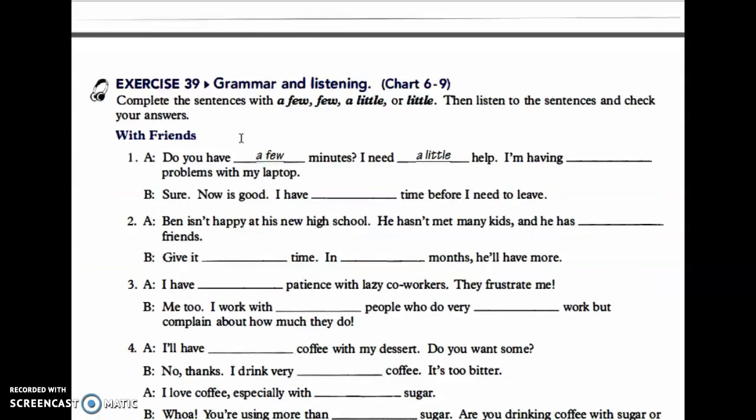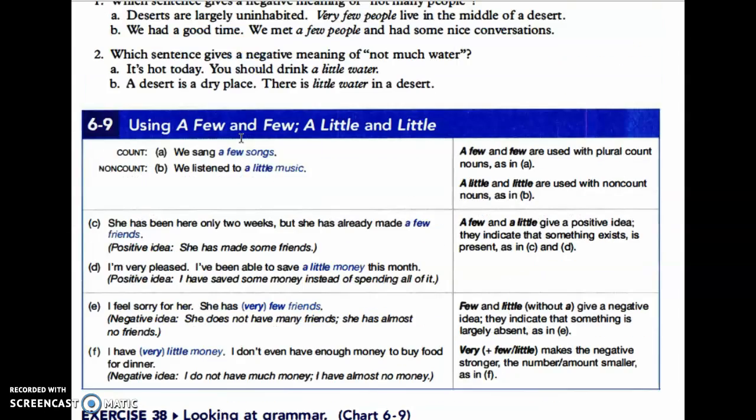So page 113, it's before. So here we go. Using a few and few, a little and little. So we sang a few songs. We listened to a little music. In America, they use a bit. Be careful because it's an American expression. It would be more recommended to use a little, a bit of, a little.